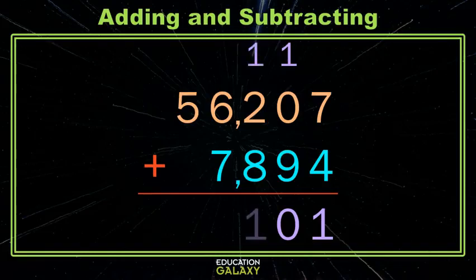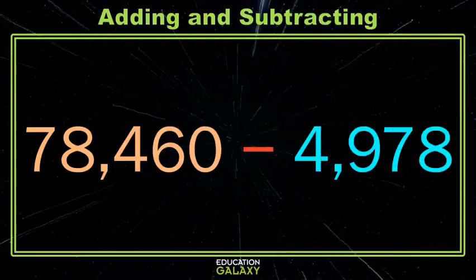So we take 1 here, and we give 1 to the neighbors. And then we have 6 and 7 is 13, plus the 1 we carried, so that's 14. We can leave the 4 here, but we have to carry a 1 to the neighbors. Now we just have 1 and 5, which is 6, and boom, we're done, just like that. Let's try a subtraction problem.